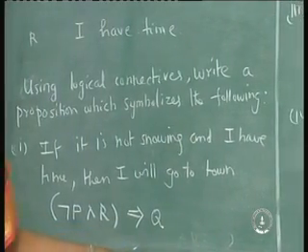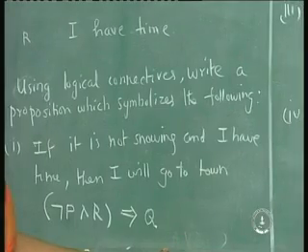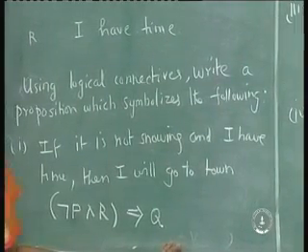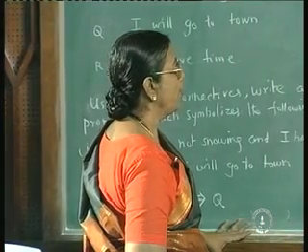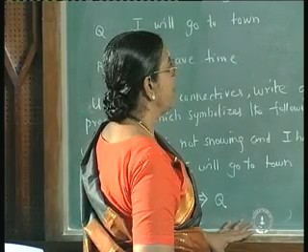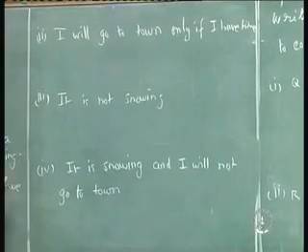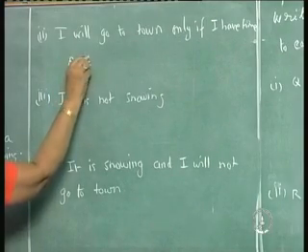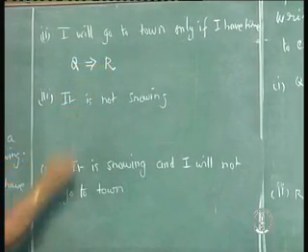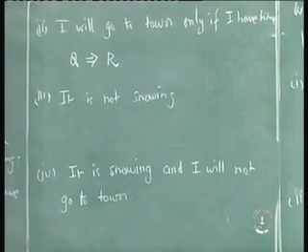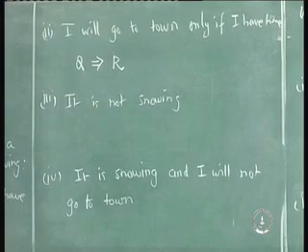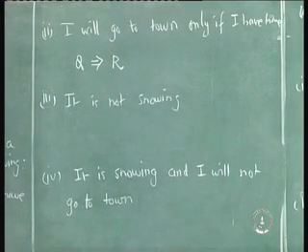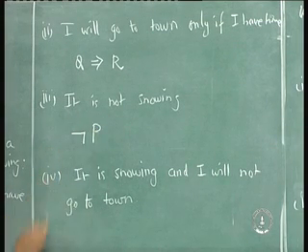The next one is, I will go to town only if I have time. P implies Q can also be read as P only if Q. So, I will go to town only if I have time. In logical notation, this will be Q implies R. The third sentence is a very simple sentence. It is not snowing. P stands for it is snowing. So, not P will stand for it is not snowing.